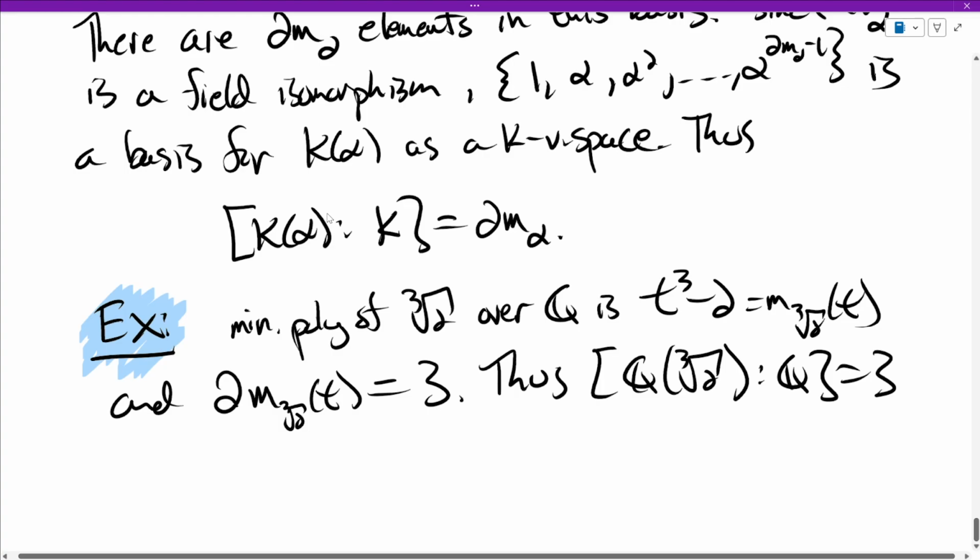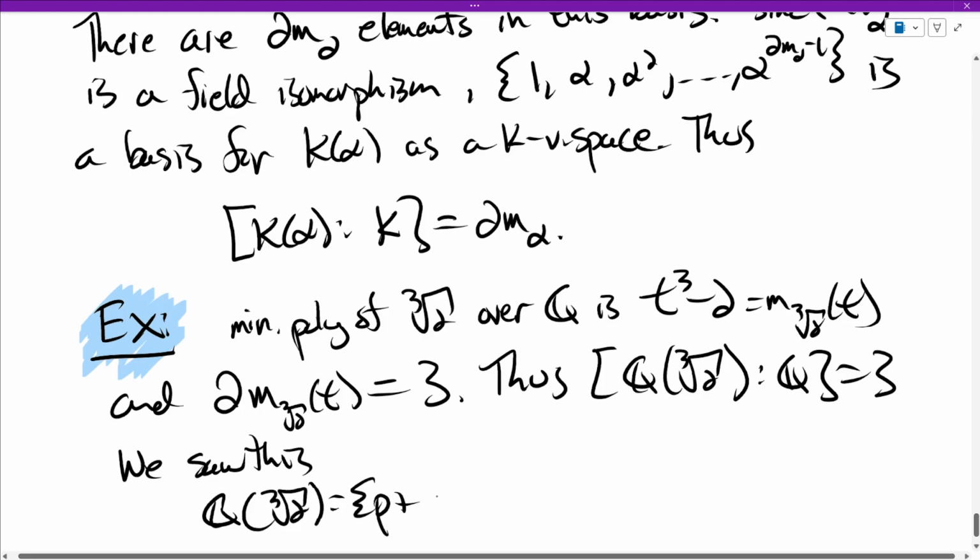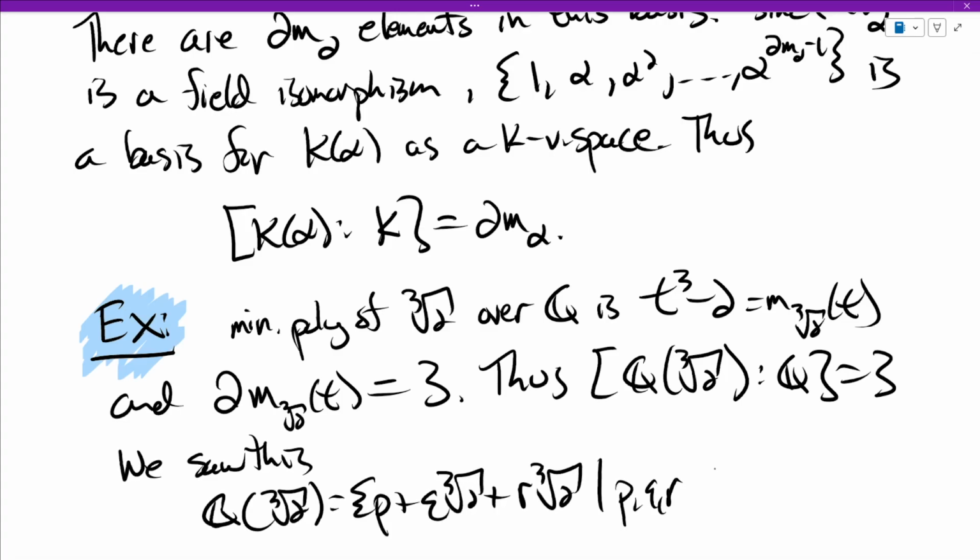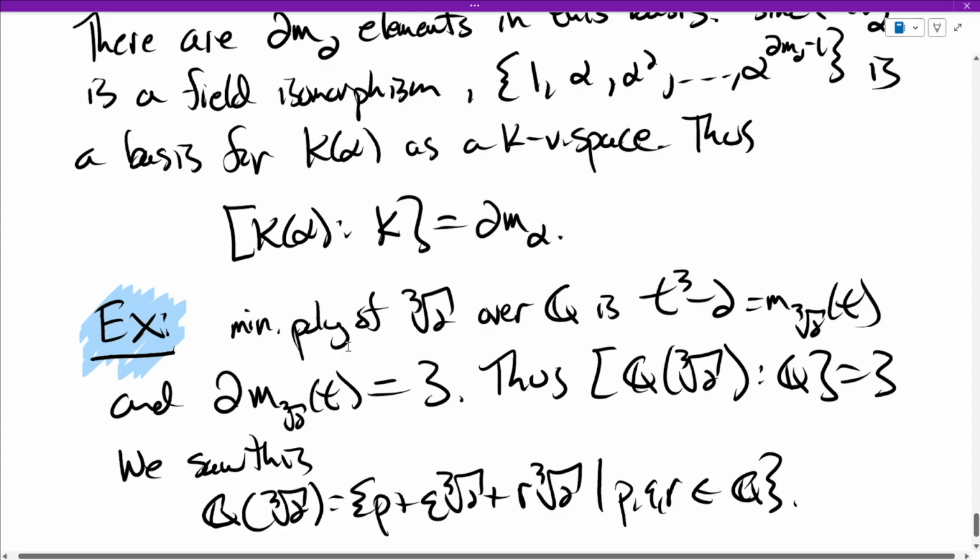And in fact, we saw that, so we already know this. In fact, we saw that Q adjoin the cube root of 2 we can write as p plus q times cube root of 2 plus r times cube root of 2 squared. And this was something that you investigated in probably all your homeworks at this point. It's a very important example. So that's an example of using it. You just have to find the minimal polynomial and then look at the degree of that guy.